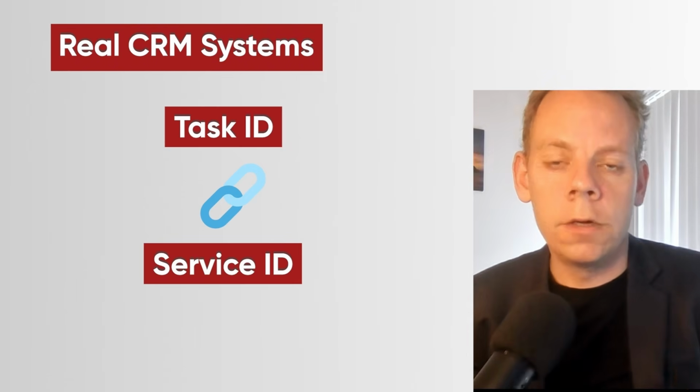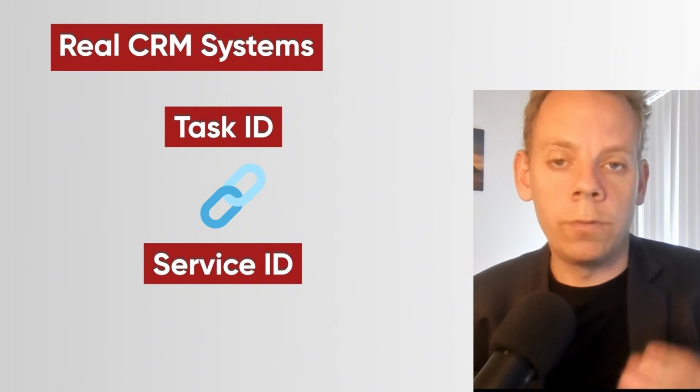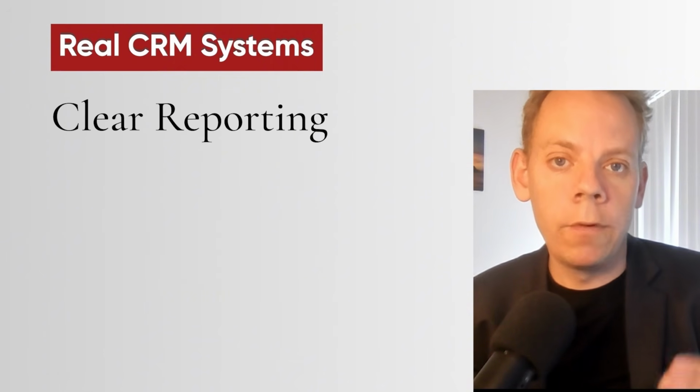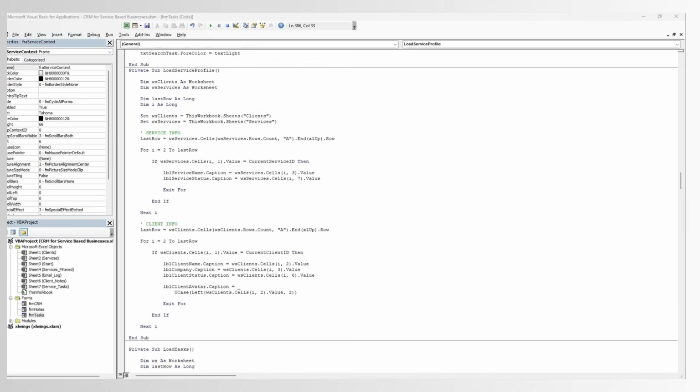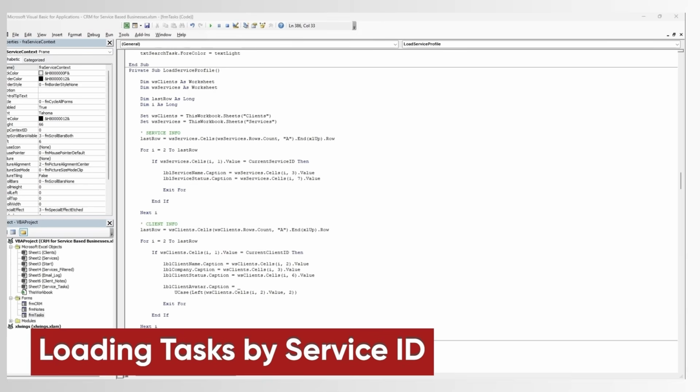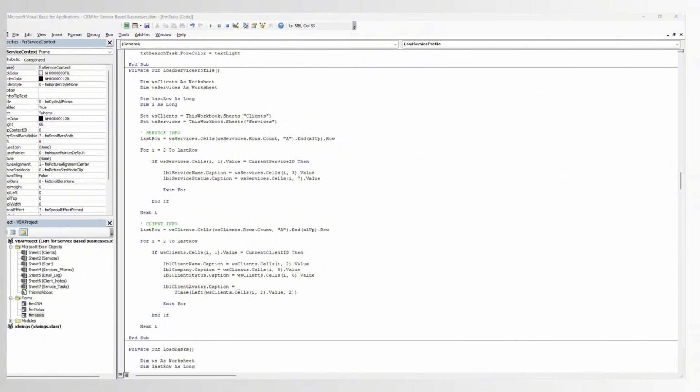So we are linking task ID to service ID, so we can easily track what task belongs to each service and to which clients. This gives us clear reporting, better automation, and more scalable workflows. Before working with tasks, we need to load the selected client and service information into the form. Because the user launched the form from a service, we already know exactly which records to retrieve.